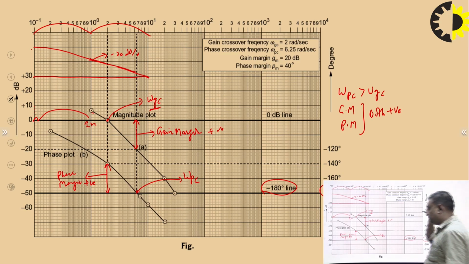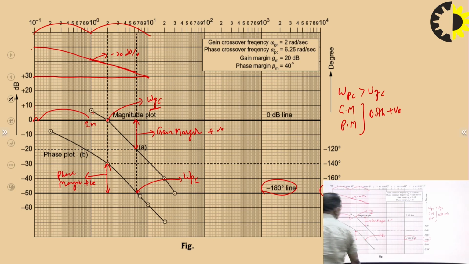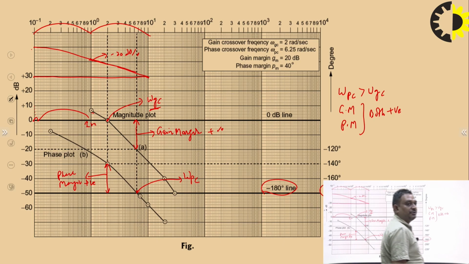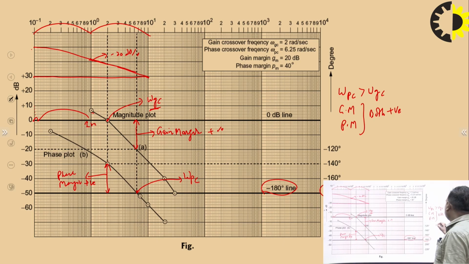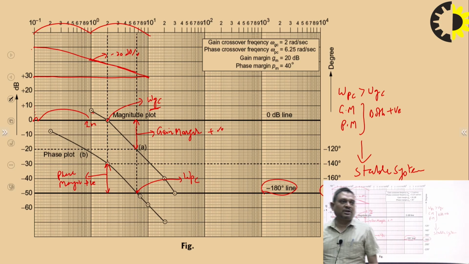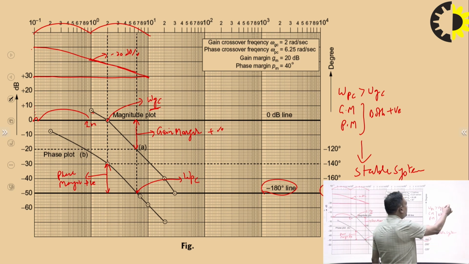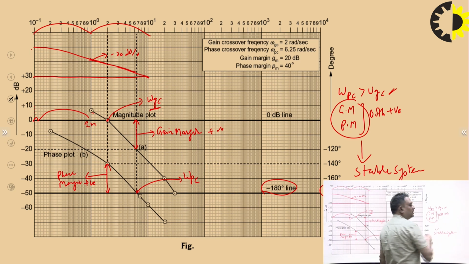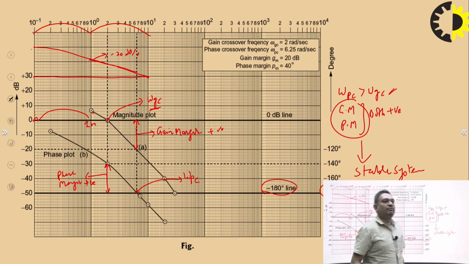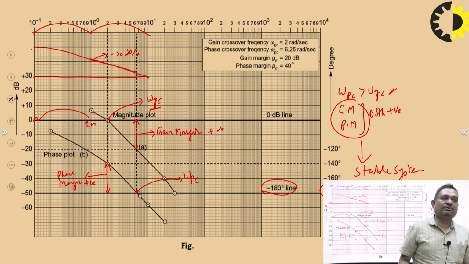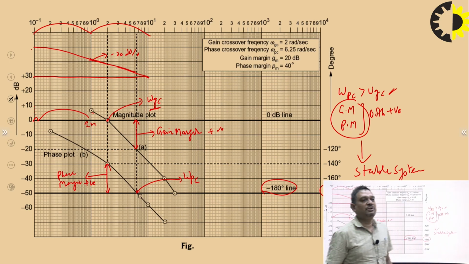So if gain margin and phase margin both are positive, and also phase crossover frequency is greater than gain crossover frequency, then you can say that this system is a stable system. You will see whenever you draw it, whenever this condition is met, then definitely this condition will be met. It is not that this is a separate condition and this is a separate condition. Whenever phase crossover frequency is greater than gain crossover frequency, then your gain margin and phase margin will always become positive.